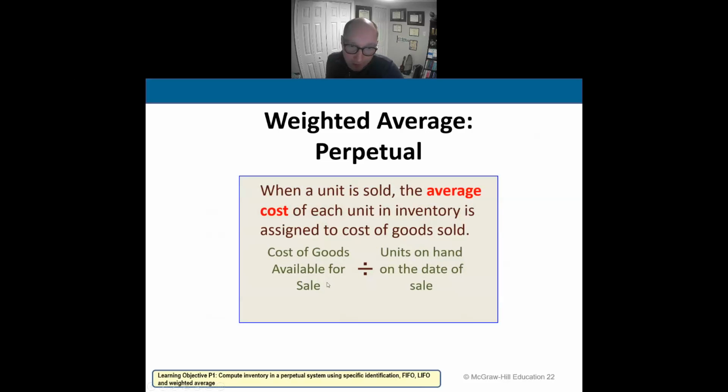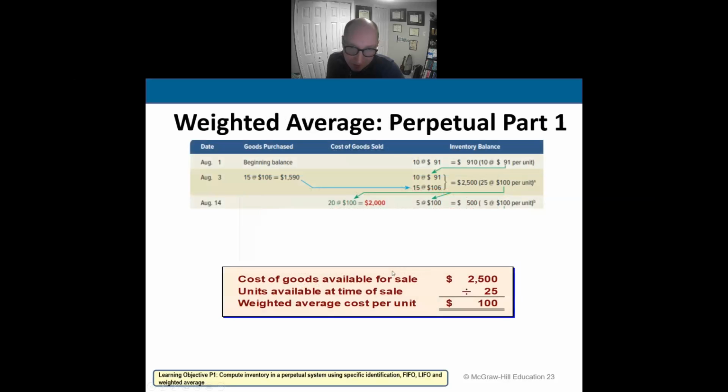And then, of course, the average is the average. Costs of goods available for sale divided by the number of units on hand. That's how you get your average. Goods available for sale divided by the number of units on hand.